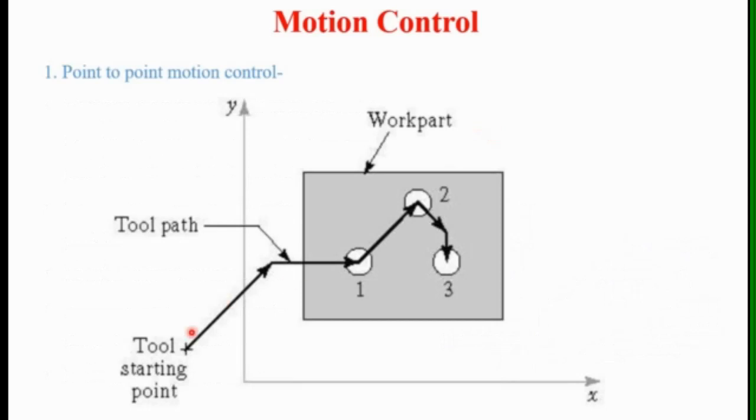Here we can see the starting point of the tool. From this point the tool should move in this way and come to position 1. Once it comes to this position, the tool performs its operation, then it moves to position 2, then to position 3 and performs the operation. So point to point motion is required in these cases.